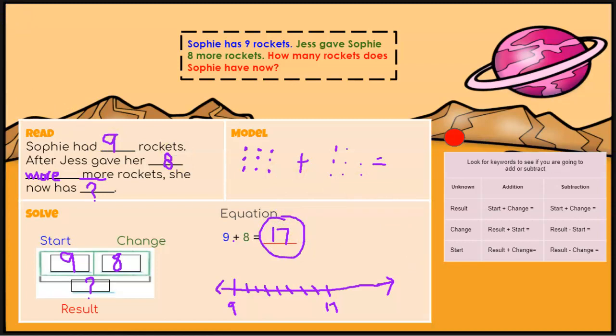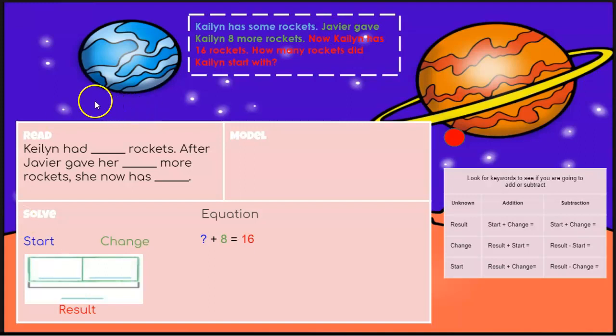All right, let's practice another example. Kelly has some rockets. Ooh, some. Javier gave Kelly 8 more rockets. Now Kelly has 16 rockets. How many rockets did Kelly start with? So the question is asking us for the start. That means that the start is what's unknown. And they put some, so that means that they didn't give us an amount. So here, Kelly had some. We don't know. This is the question mark.